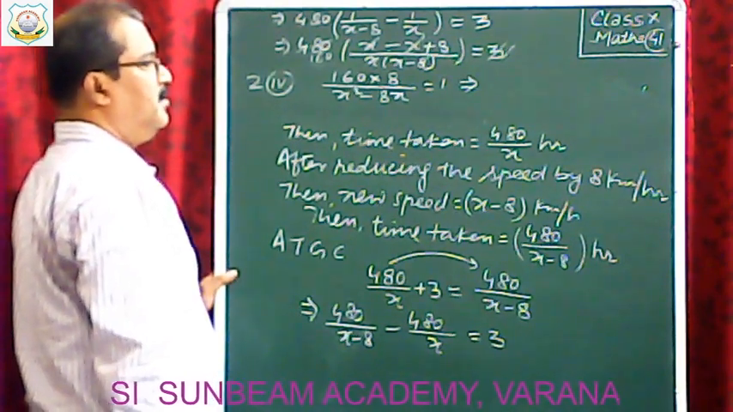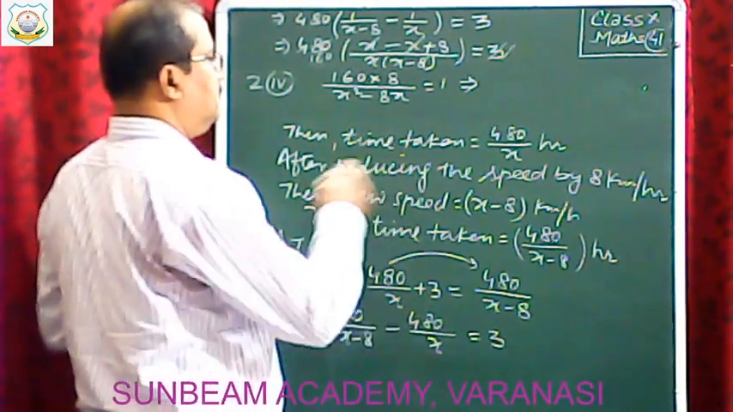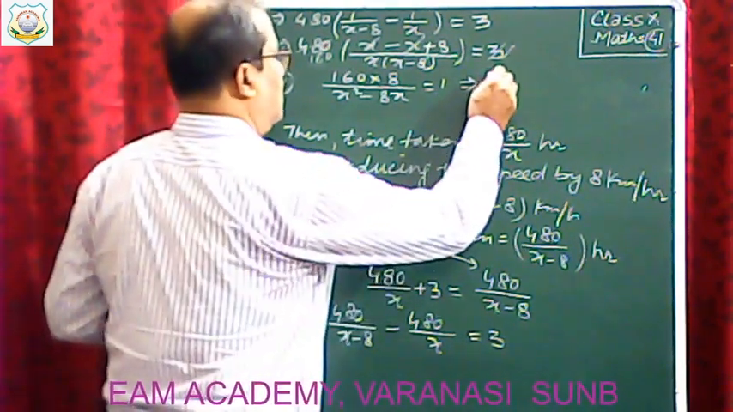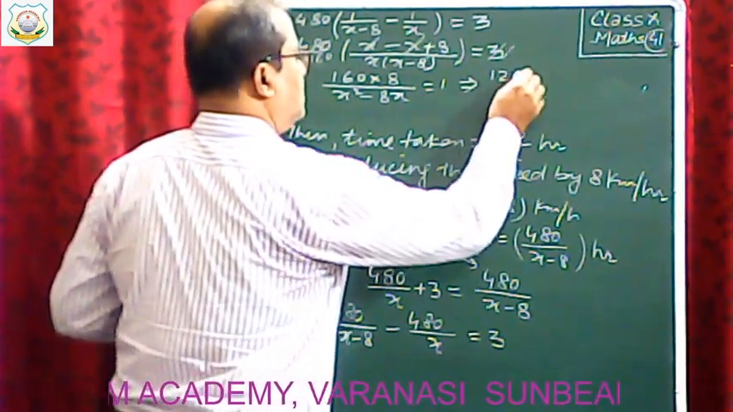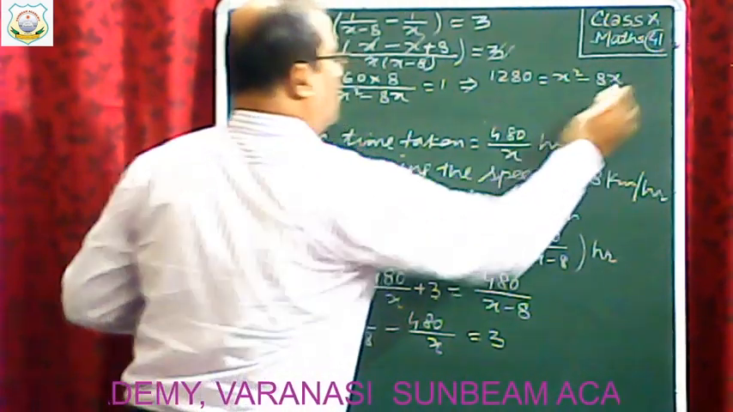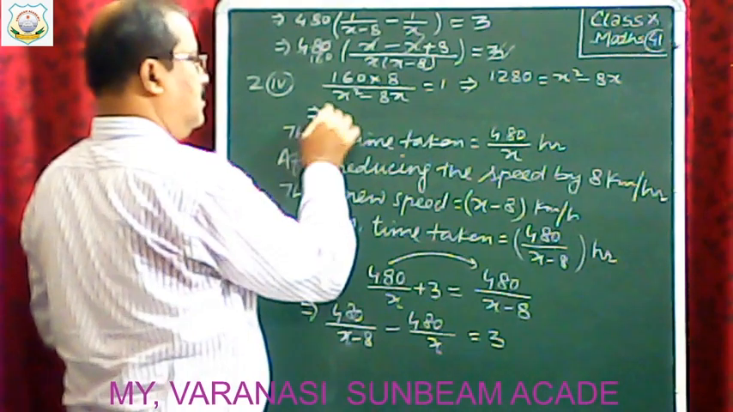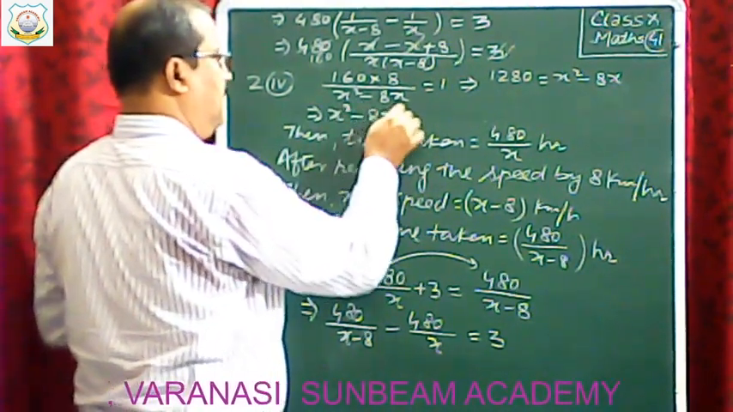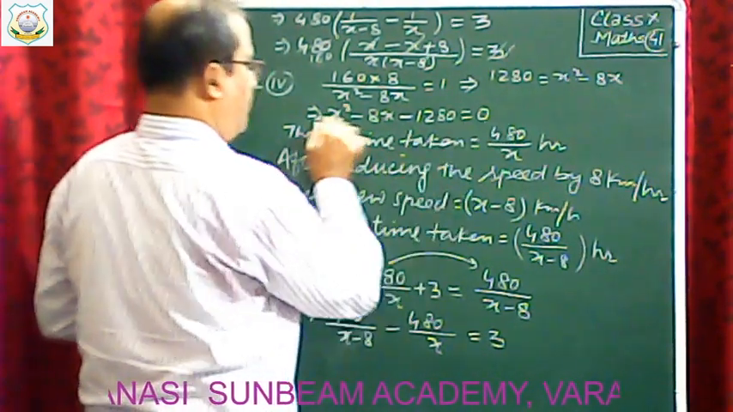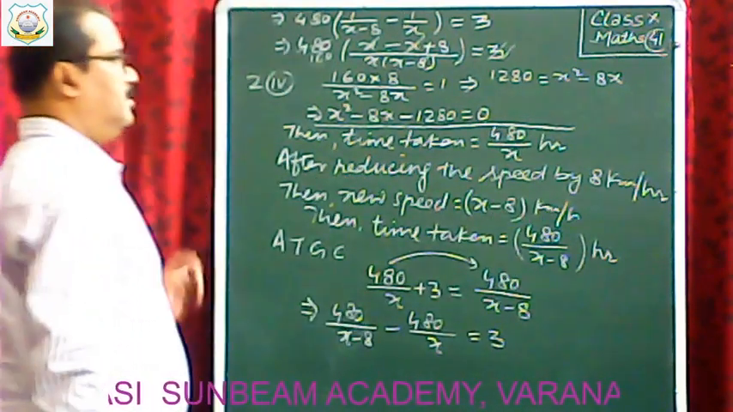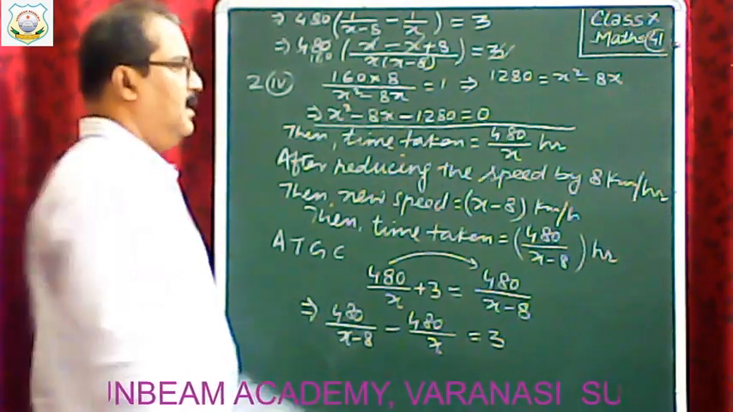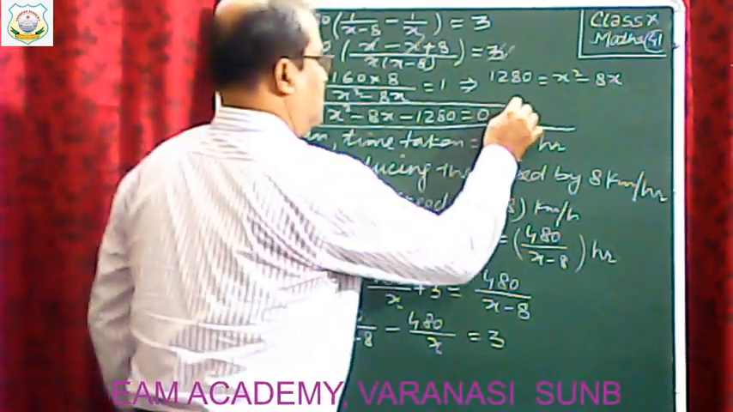Now cross multiplication. 1280 equal to x square minus 8x. So finally we get what? x square minus 8x minus 1280 equal to 0. This much we have to do only. Okay, the required equation we get.